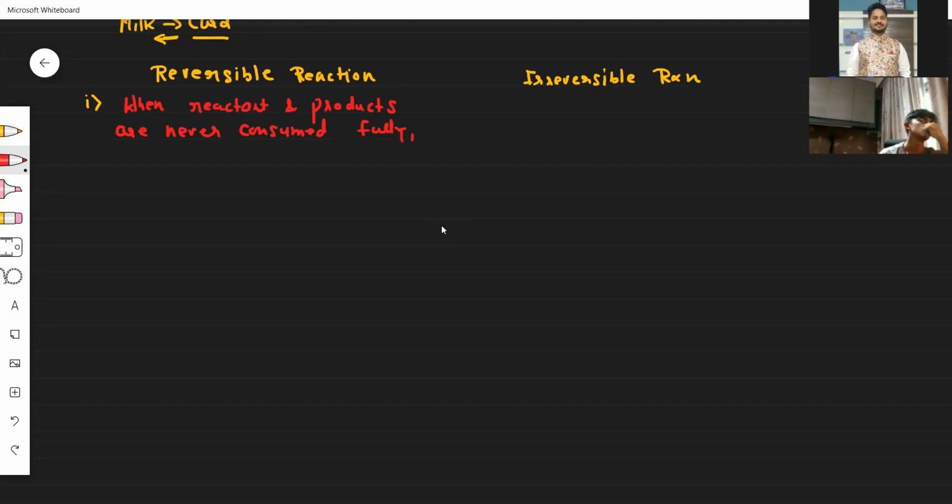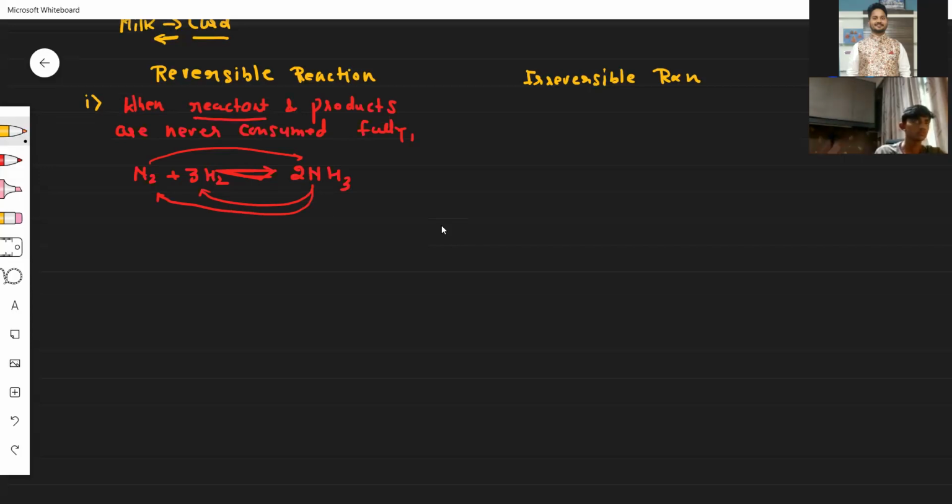If I give the example N2 plus 3 molecules of H2, when the nitrogen is getting converted into ammonia, at the same time some amount of ammonia is getting converted back into nitrogen and hydrogen. So it is not a one-sided conversion, it is a conversion on both sides. So I can conclude that when reactants and products are never fully consumed, they are not 100% consumed. Some amount of reactant goes forward and some amount of product comes backward. Now I will give the example also.